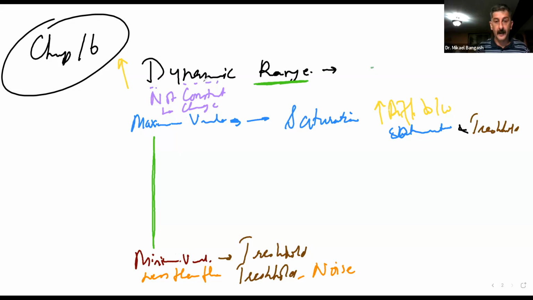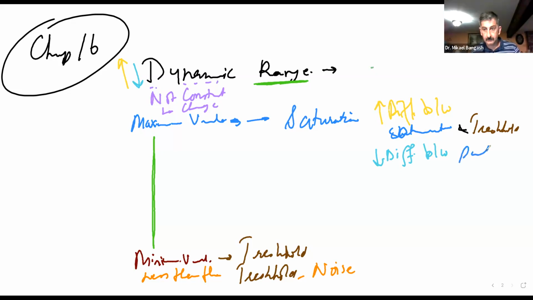Whereas, on the other hand, a lower dynamic range is going to be a lesser difference between the same two things: the saturation and your threshold.